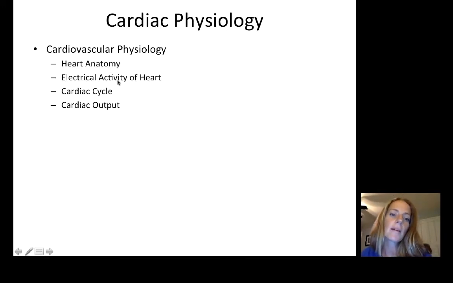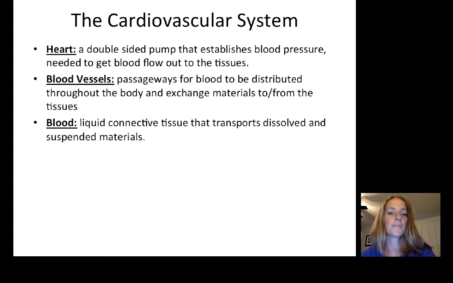We're then going to talk about electrical activity within the heart and put that together with the mechanical events that happen during the cardiac cycle. As we go through the cardiac cycle, we will talk about some of the equations and calculations that will be done for looking at the volumes of different portions during the cardiac cycle, and what the heart is actually putting out in terms of how much blood is being pumped. So that is cardiac output.